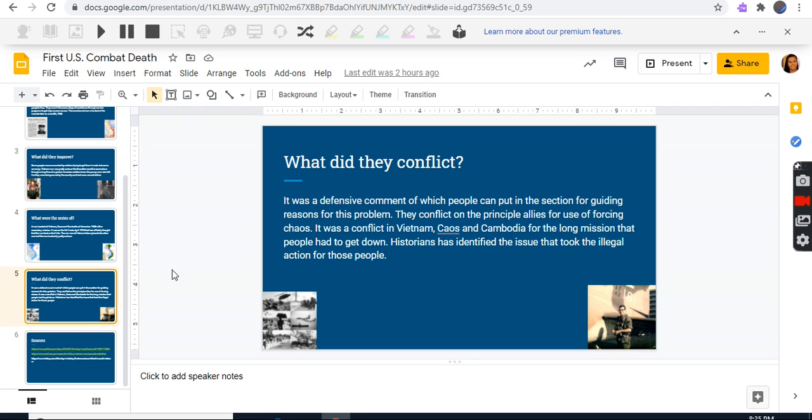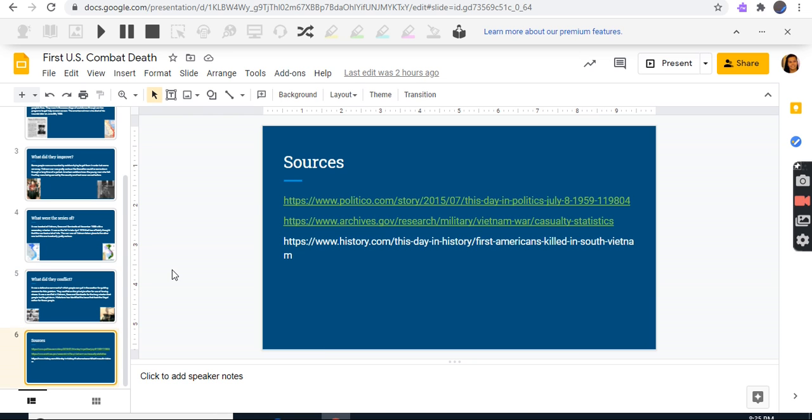What was the conflict? It was a defensive commitment in which people can put in a section for guiding reasons for this problem. The conflict was for principal allies using the forces. It was a conflict in Vietnam, Laos, or Cambodia, for a long mission that people had to get down. Historians had identified the issue of illegal action against people. And here are the sources that you can look at.